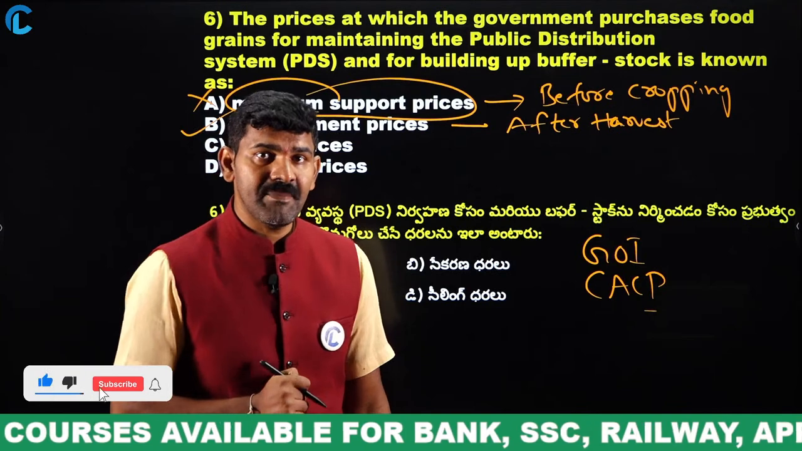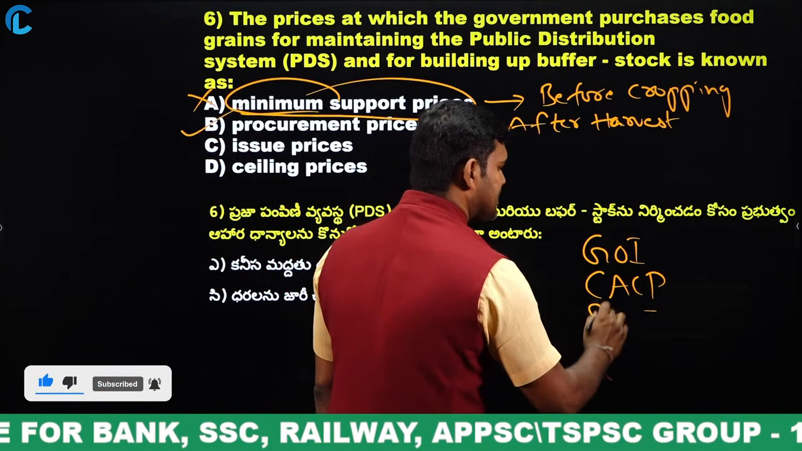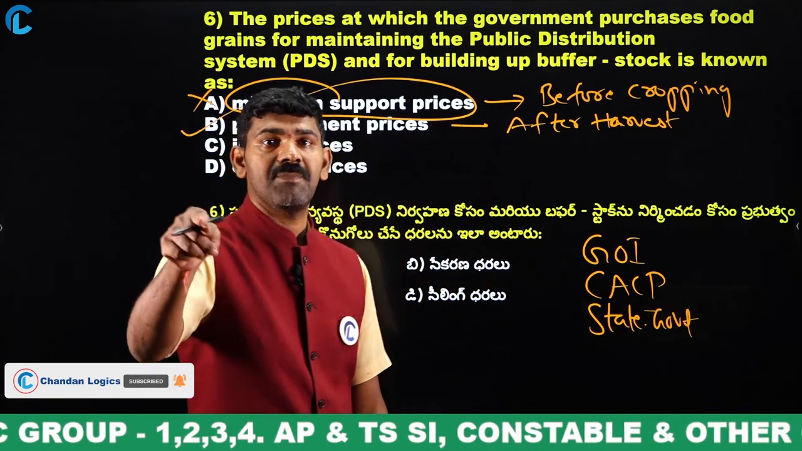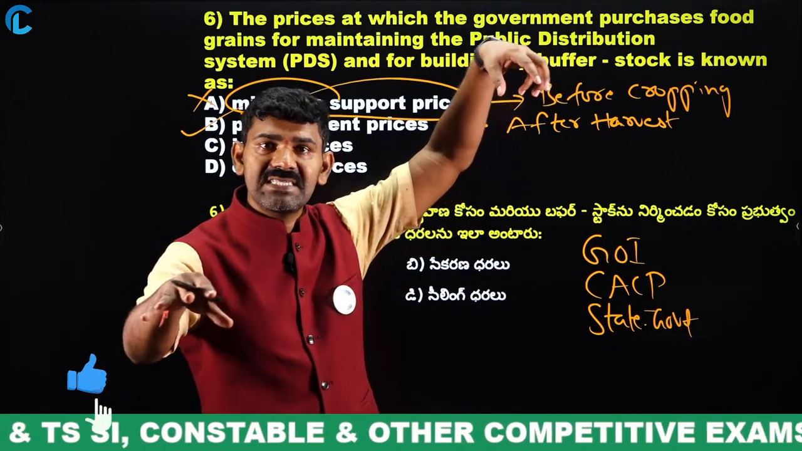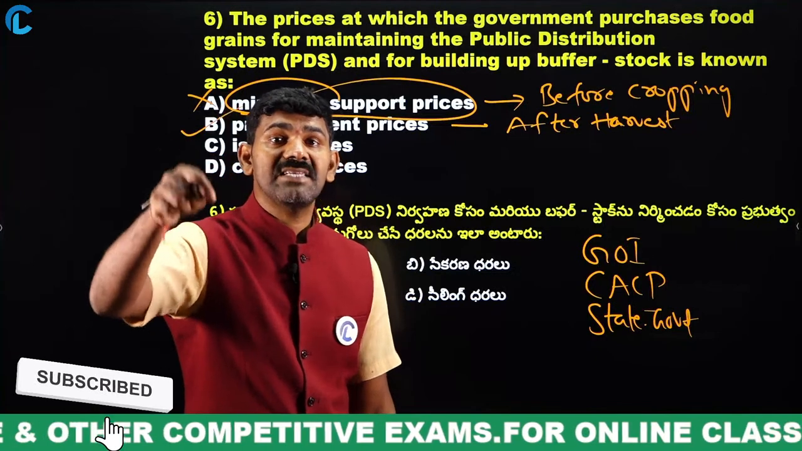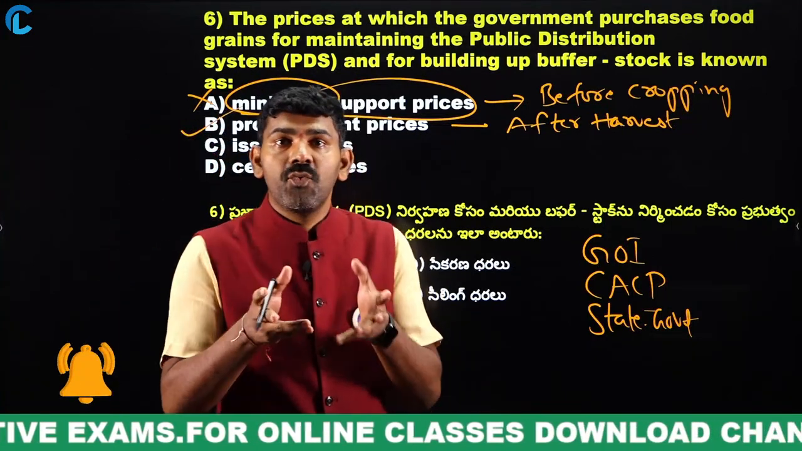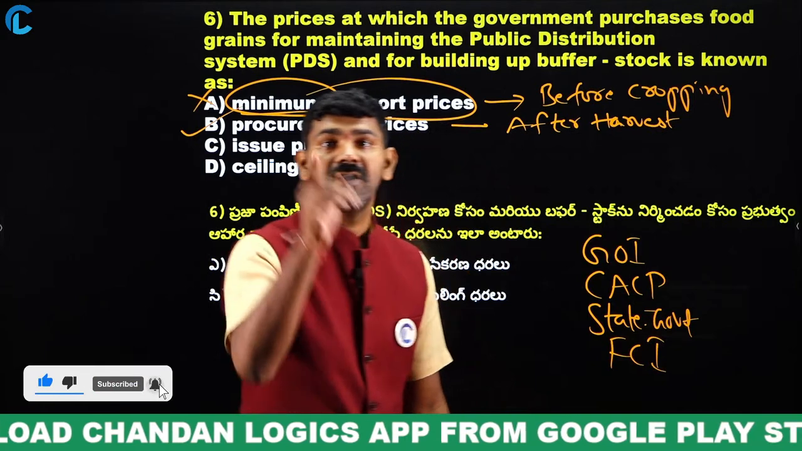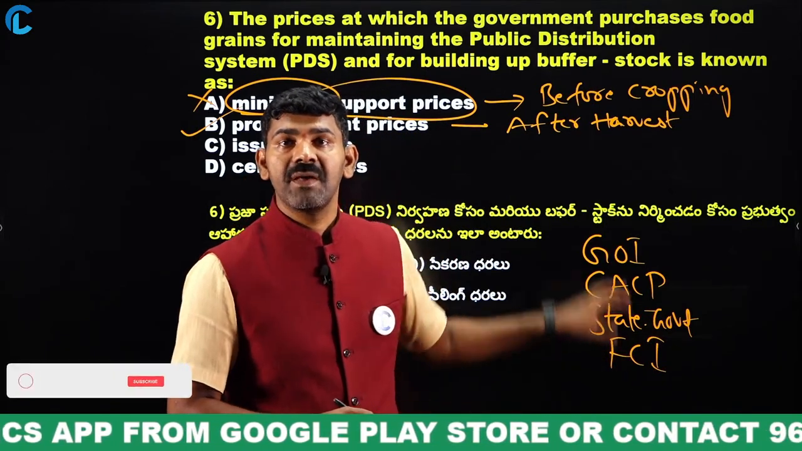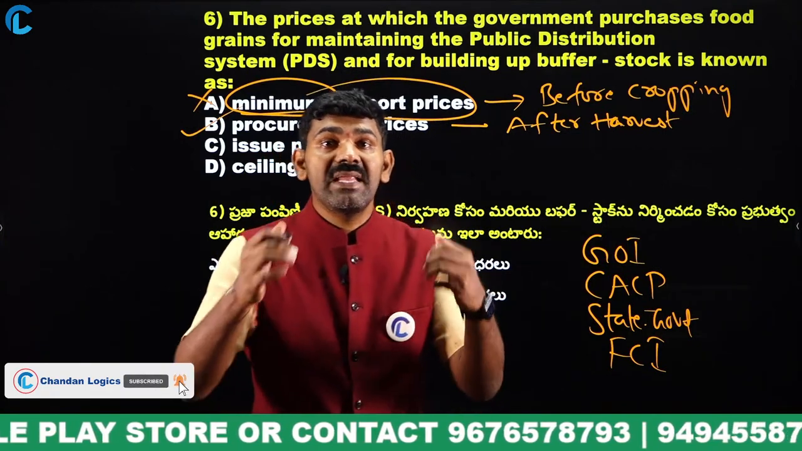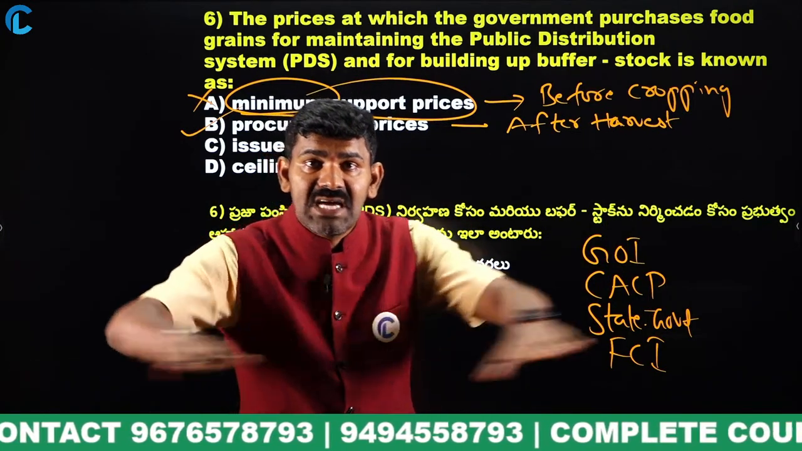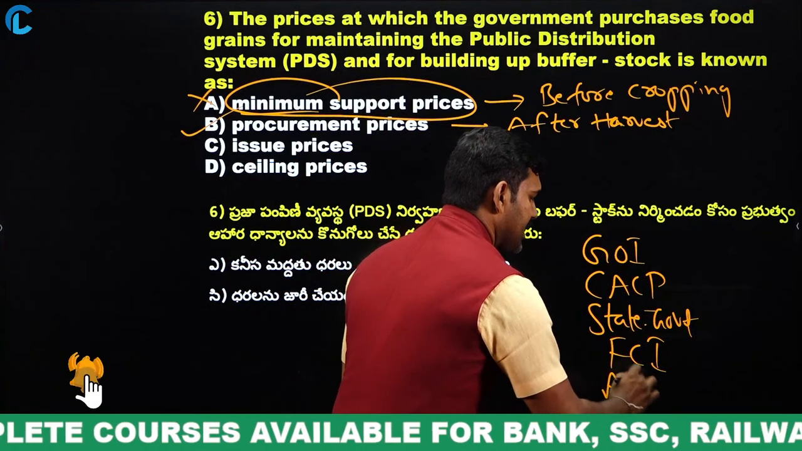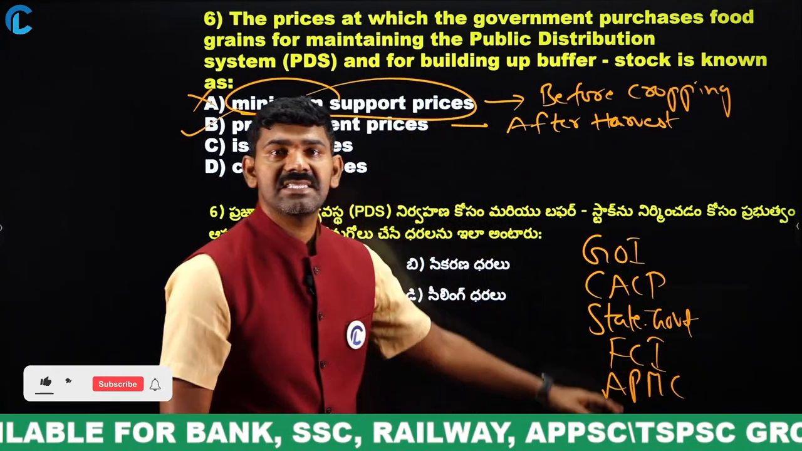Now, who is going to implement the MSP? The implementation of the MSP is with the state government. The owner is the Government of India, but the implementation is done by the state government. Now, who acts as a nodal agency, meaning who will procure, who will transport, who will store? The Food Corporation of India is the nodal agency for minimum support price. And finally, the physical location where the minimum support price is implemented is called APMC, Agriculture Produce Market Committees. It is nothing but market yards.